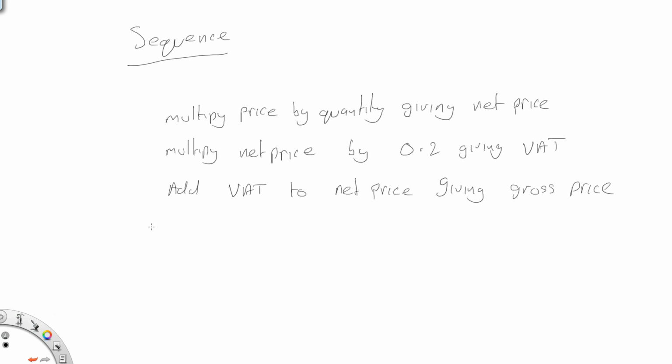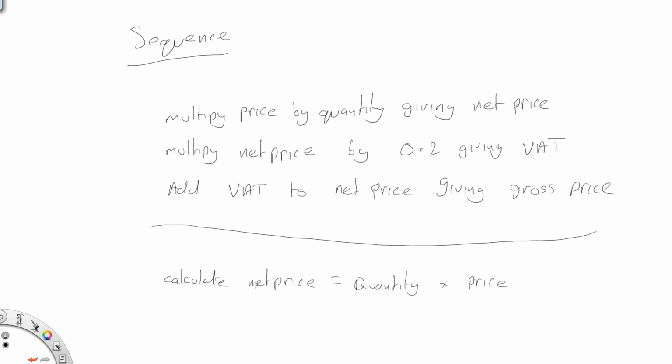So that was quite a long-winded way of doing it. We could shorten this a little bit and say something like calculate net price equals quantity times price, and the same sort of thing for the other lines as well, just to reduce the amount of writing or typing you need to do.